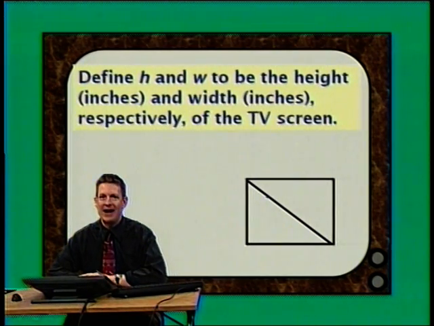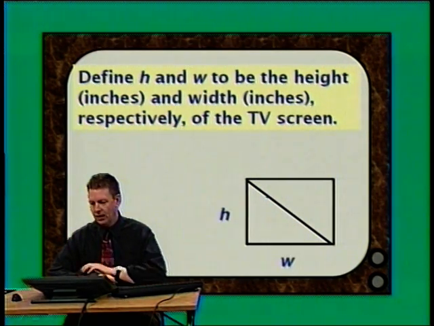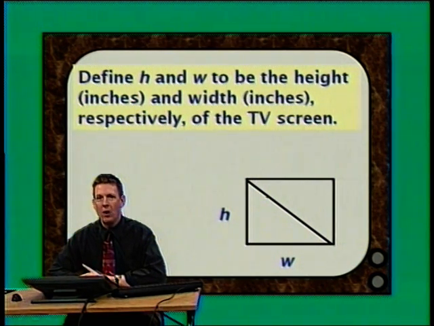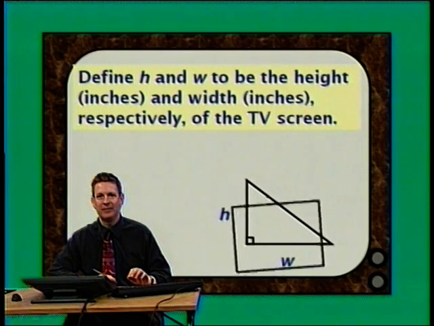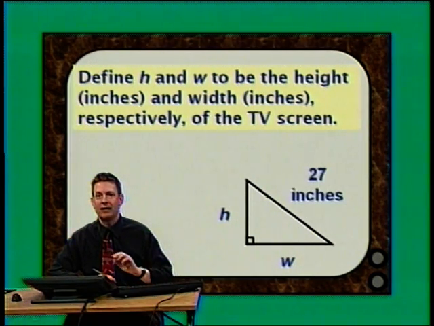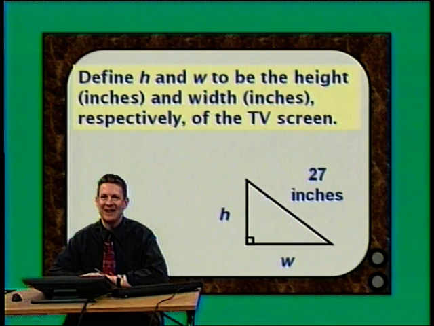I decided to define h and w to be the height in inches and the width in inches, respectively, on the TV screen. So there's my h and w. What else do I know about this TV screen? Well, I know that the length of the diagonal is 27 inches. And if I look at the two sides labeled h and w together with the diagonal, I'm seeing a right triangle. And I know a formula I can use with right triangles. So I'm going to go ahead and get rid of the upper half of my TV screen, and I'm going to indicate that the length of the diagonal is 27 inches.